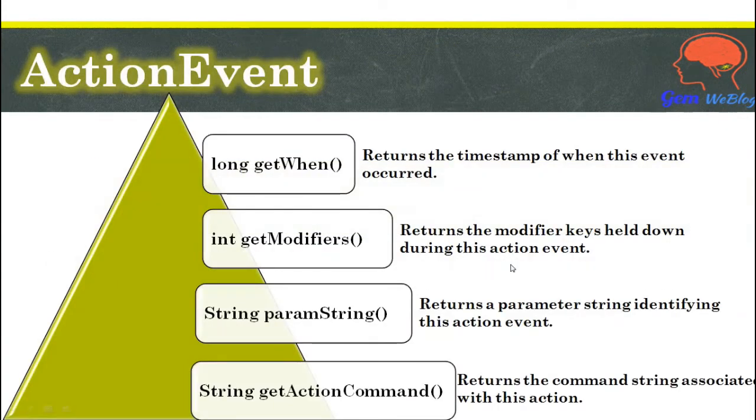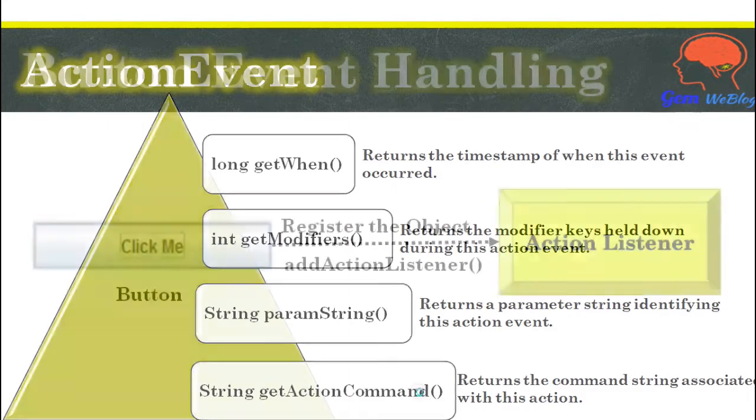When you talk about action event, it contains 4 methods. getWhen will return the timestamp of when the event occurred. getModifiers returns whatever modifier key has been used along with the action event. paramString will return the string that contains information about the action event. Next, getActionCommand will return the command string that is used with this action.